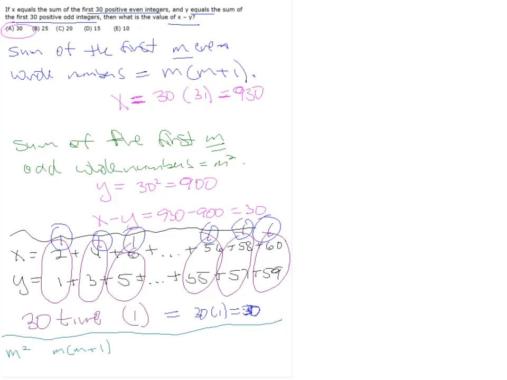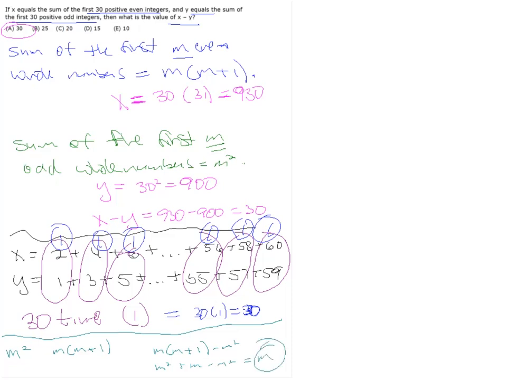And I'm way at the bottom now, guys. Well, we're looking for the difference between those two, right? So we're actually looking for m times m plus 1 minus m squared. Well, that's m squared plus m minus m squared, otherwise known as just m, right?